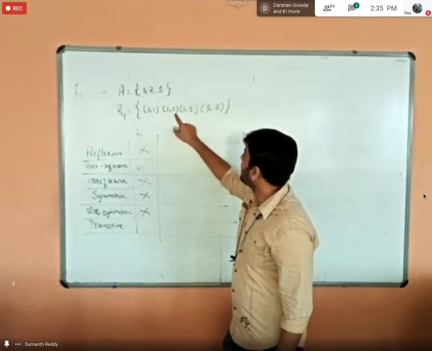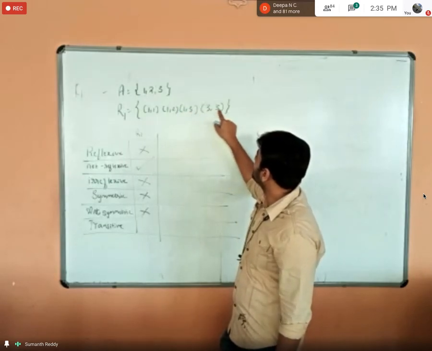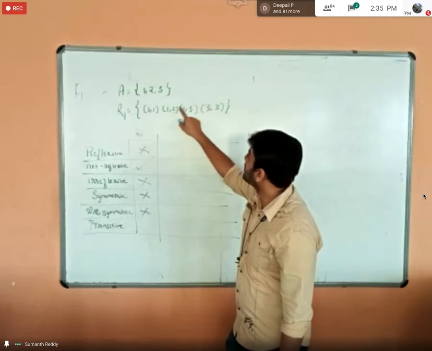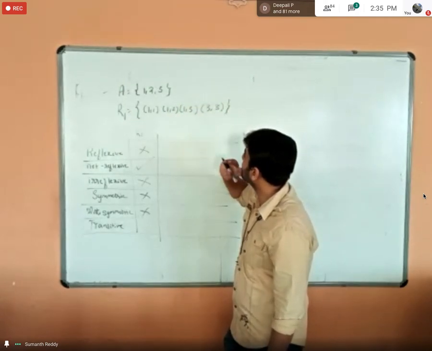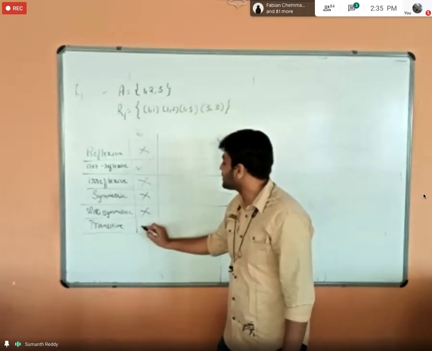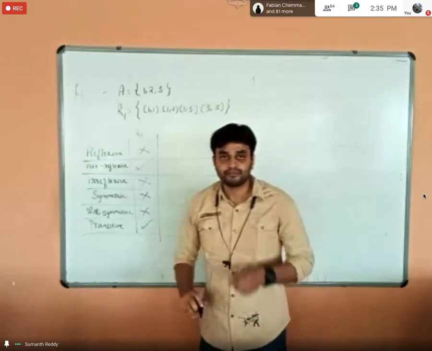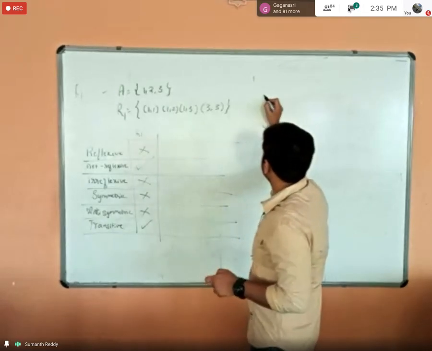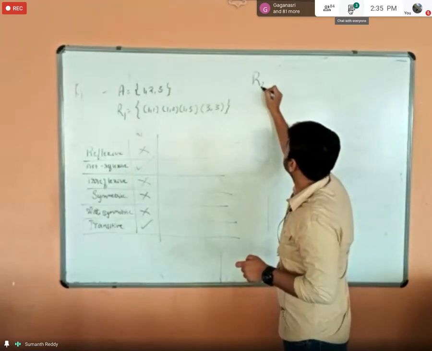What about transitive? I have 1, 3, and I have 3, 3, and 1, 3 is also present. What else? 1, 2 I have, and from 2 there is nothing. So it is transitive, right? Understood? Based on this, I will now give one more relation for you, relation R2.